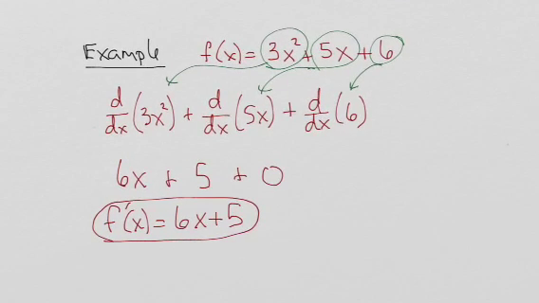So based on what we learned yesterday, I would do the constant multiple rule, that this exponent 2 is going to go out in front times that 3 that's already there, giving us a 6. And then I subtract 1 from that power of 2, which gives me a power of 1. But you all know we don't write powers of 1.